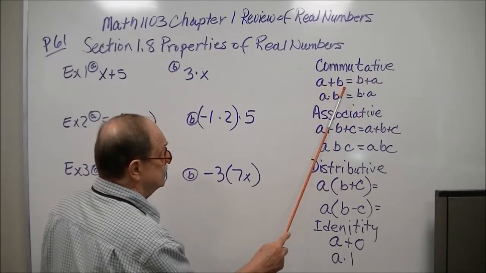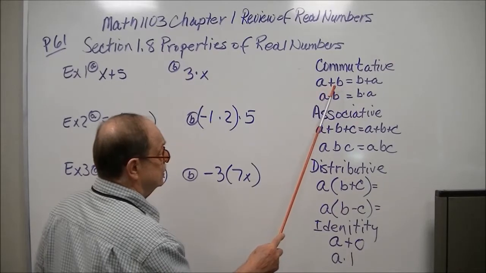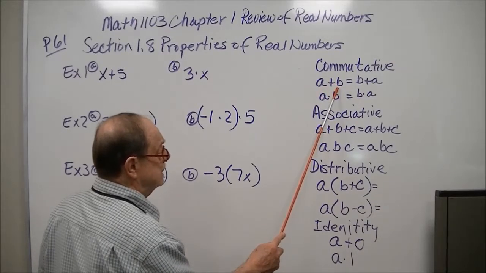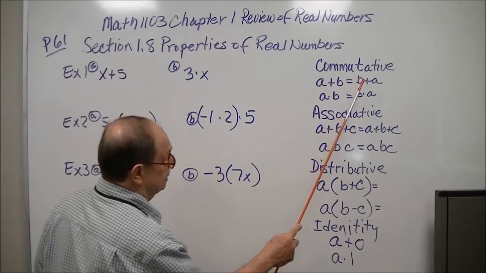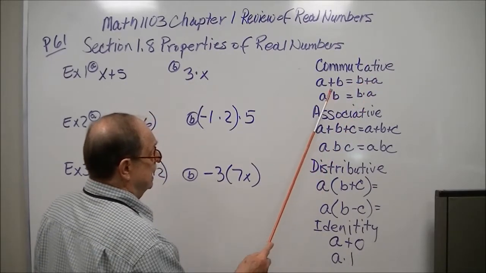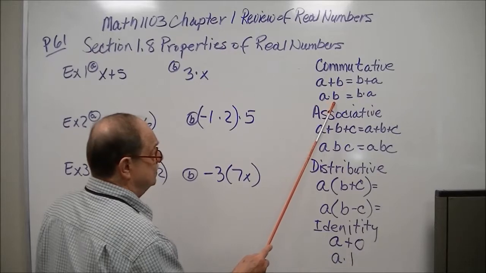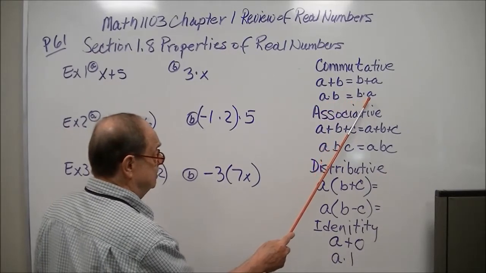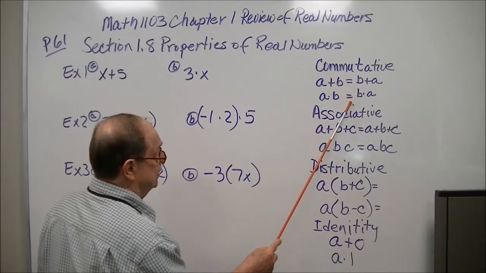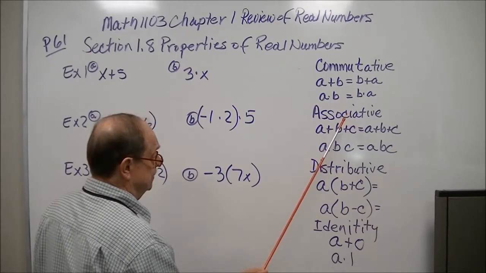That is, you're allowed to reverse the terms that you have in their order. And the same is true for multiplication. A times B is the same as B times A. That's referred to as the commutative property.